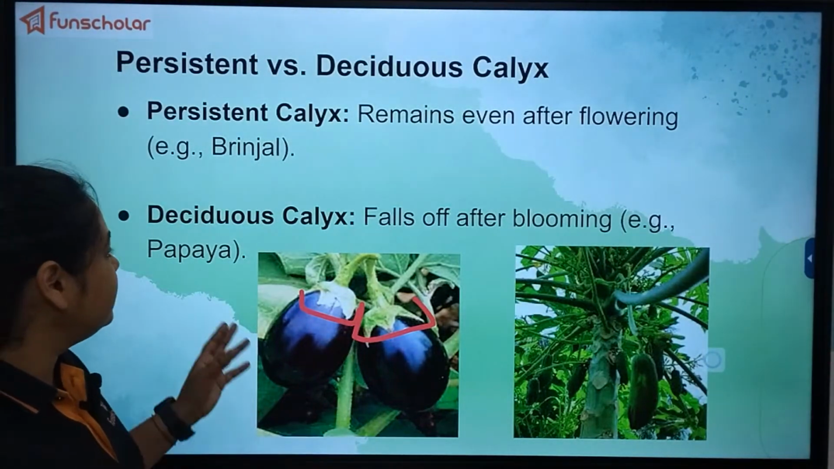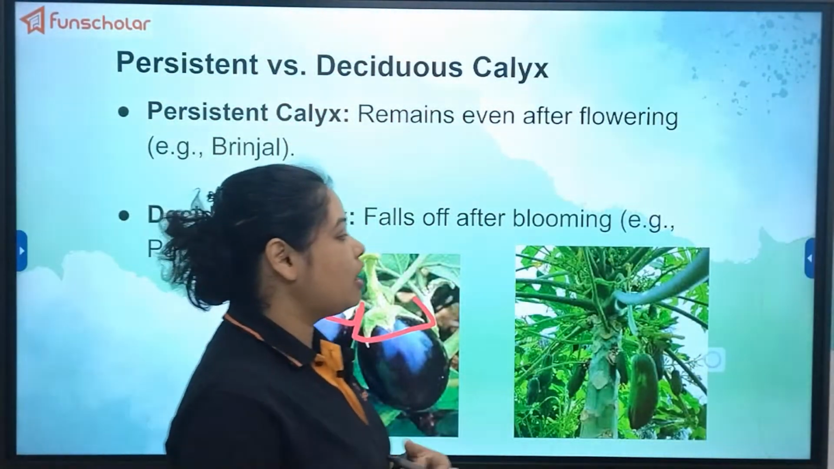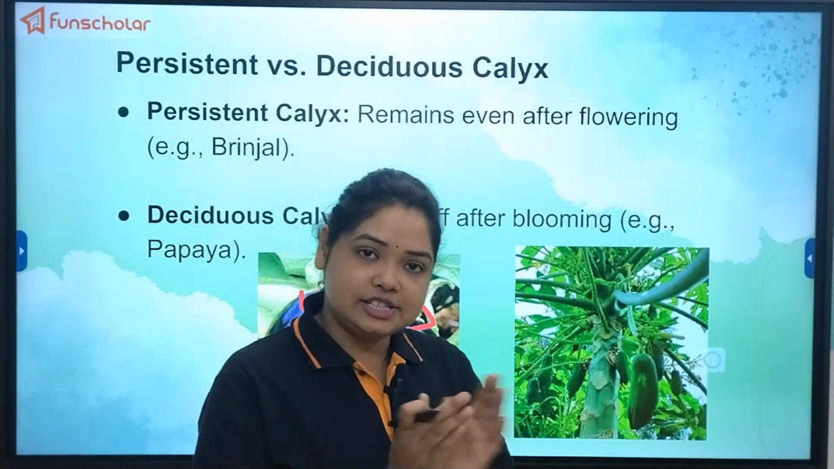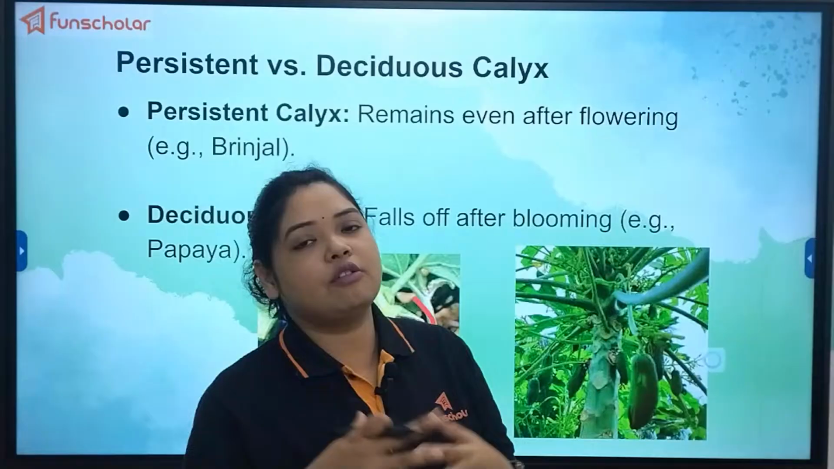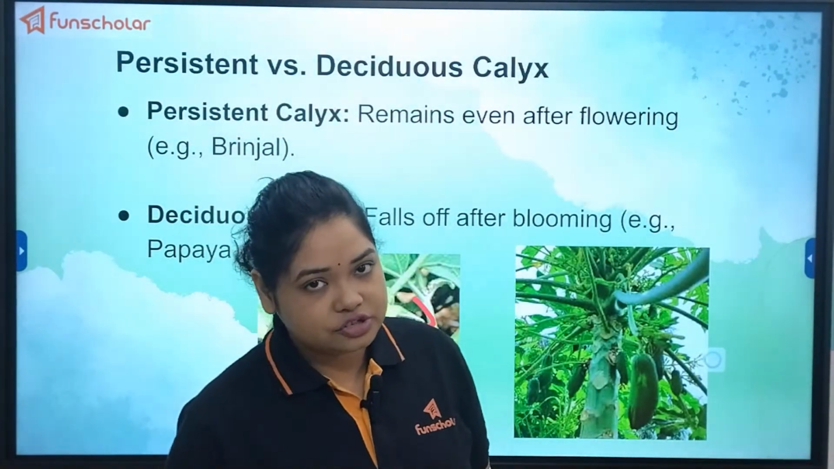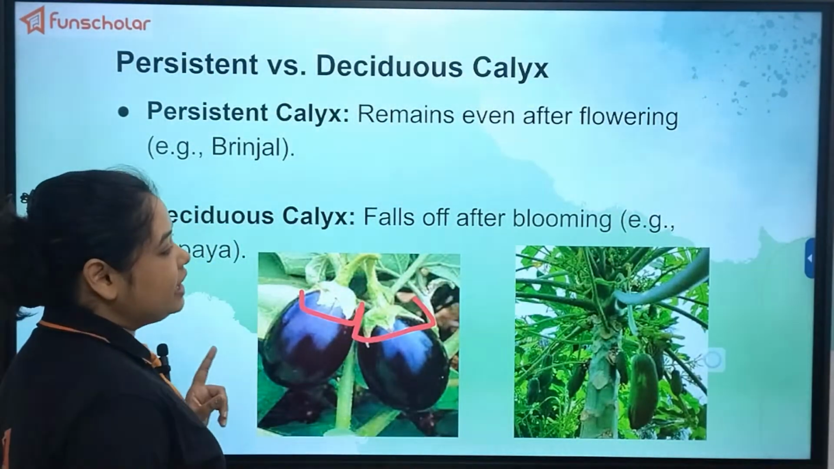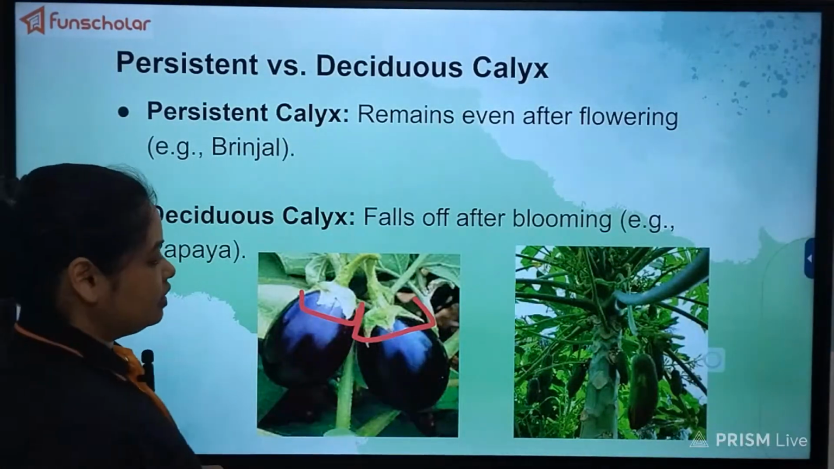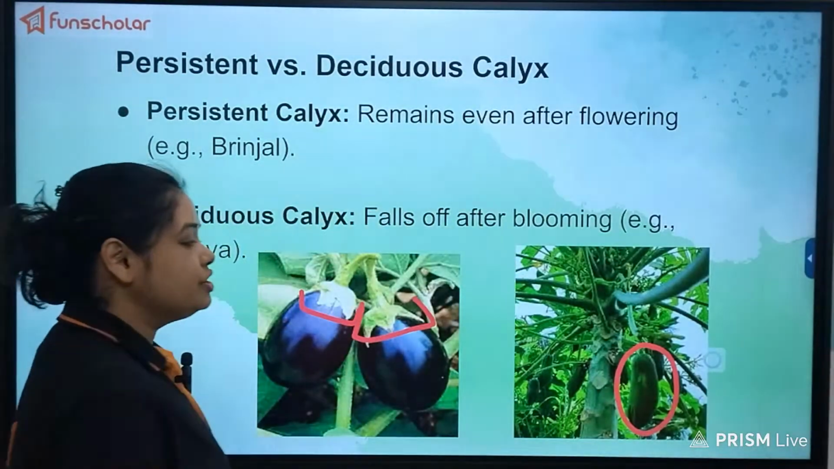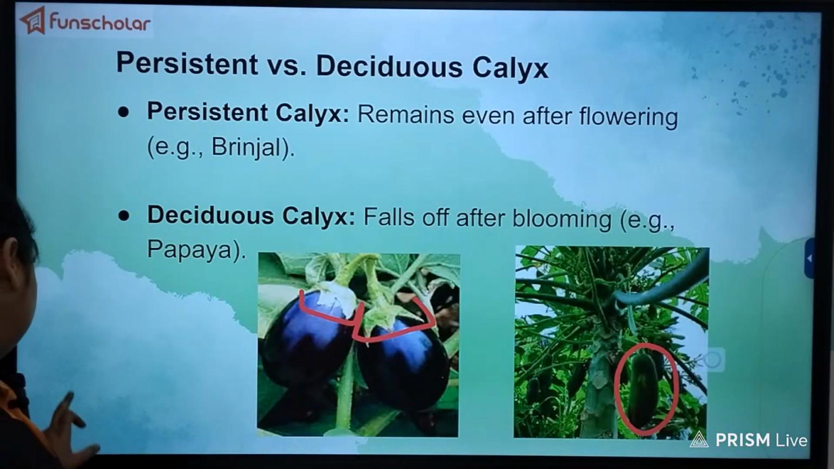On the other hand, deciduous calyx falls off after blooming. The function of the sepal is to protect the flower at its bud stage. Once the flower blooms, there is no function of the sepals. So after its function is over, the sepals fall off in the case of deciduous calyx. An example is papaya. Here you can see there is no sign of any sepal which is persistent even after the flowering or the fruiting.